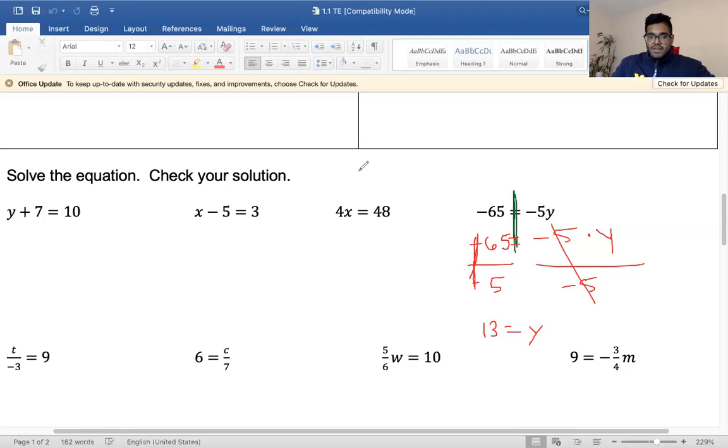And again, we can verify this by taking this answer and plugging it in right here. Negative 65 equals negative 5 times 13. Negative 5 times 13 is negative 65. So we have negative 65 equals negative 65. So that is correct.